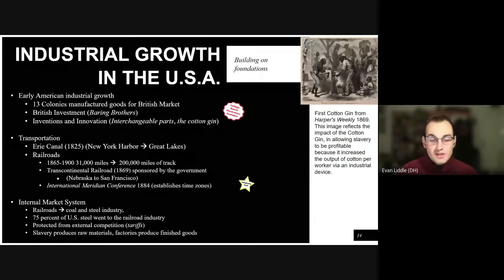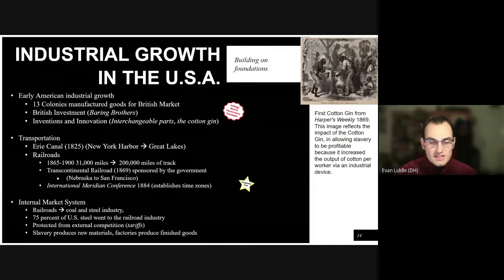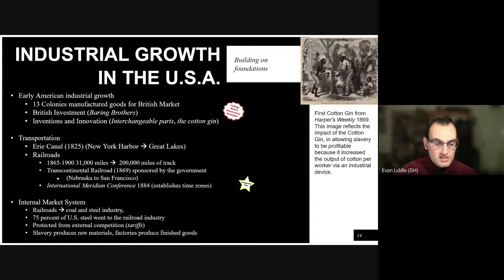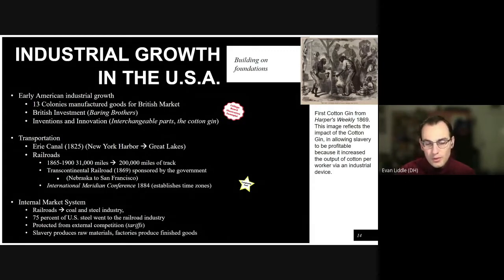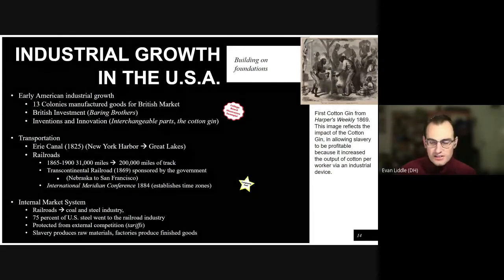Part of the reason the United States was able to do so well was because it had what was referred to as an internal market system. So the United States had a large railroad network, and this railroad network supported the coal and the steel industry. That coal and steel industry in turn supported the railroad industry in a positive feedback loop that expanded the railroads much faster and without the need to necessarily rely on foreign investment, at least after the initial stages of railroad production, as well as the protection of the internal markets from competition, that is, tariffs.